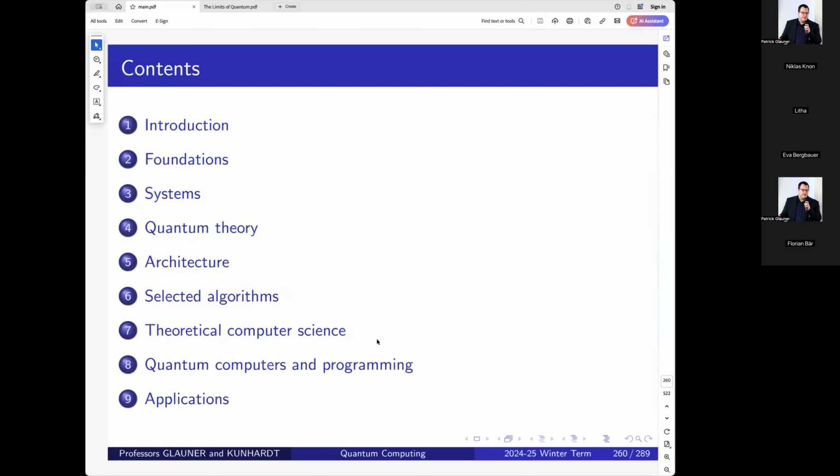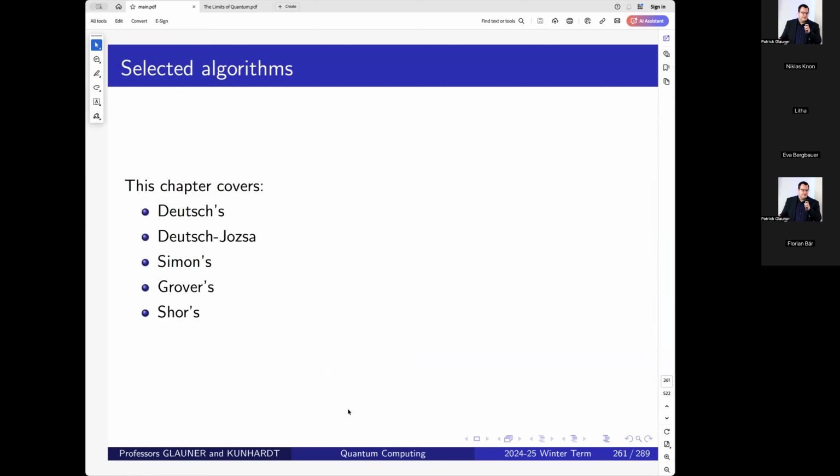Now that we have finished the architecture, we have a couple of smaller chapters left. So the roadmap is, today we will look at selected algorithms and theoretical computer science. Next week, Horst will provide a few more insights on quantum computers and programming. There'll be a lab problem, and we'll come to applications and eventually the topics of your seminar presentations.